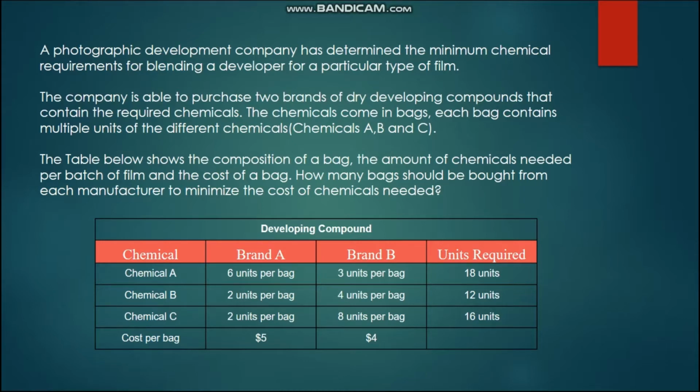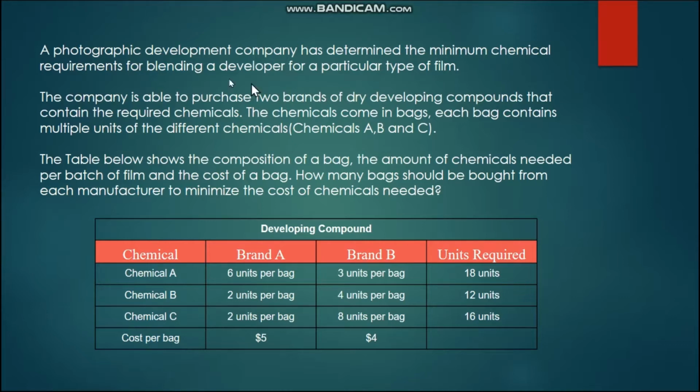The company is able to purchase from two manufacturers, and when they purchase, they get bags of chemicals. The bags of chemicals contain multiple units of the different chemicals A, B, and C. The table below summarizes the information with regards to what you get from a chemical manufacturer, what you pay for a bag, and how many units of the individual chemicals you need to complete a batch.